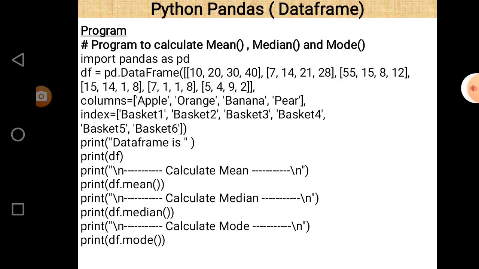The second set contains the values 7, 14, 21, 28. Third, 55, 15, 8, 12. Next, 15, 14, 1, 8, then 7, 1, 1, 8, and 5, 4, 9, 2. The column names are apple, orange, banana, and pear, and the index values are basket 1, basket 2, basket 3, basket 4, basket 5, and basket 6.